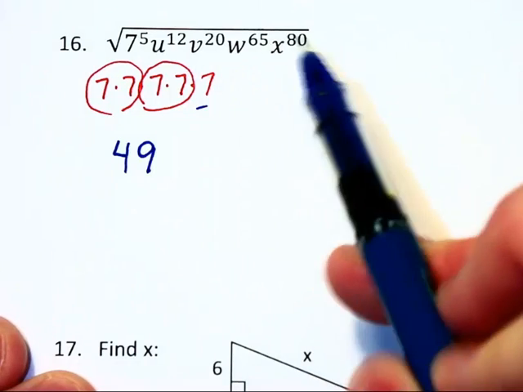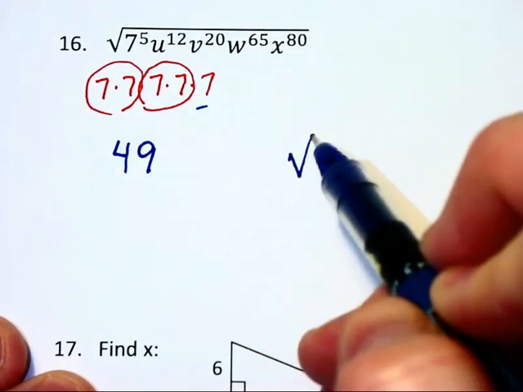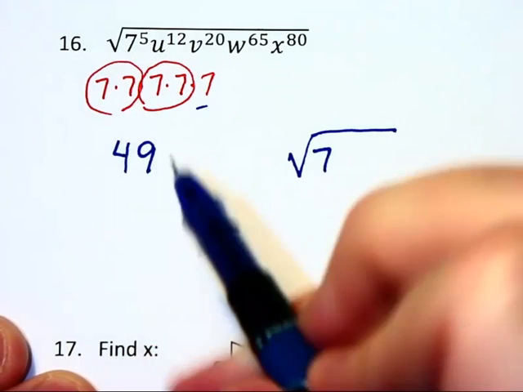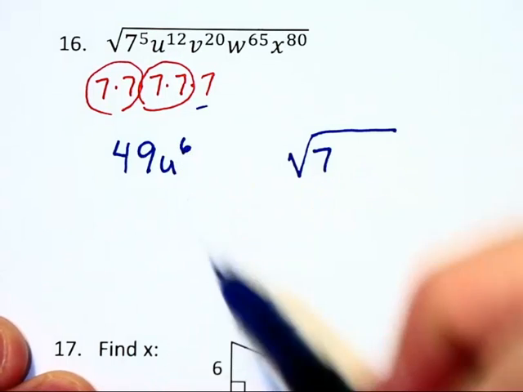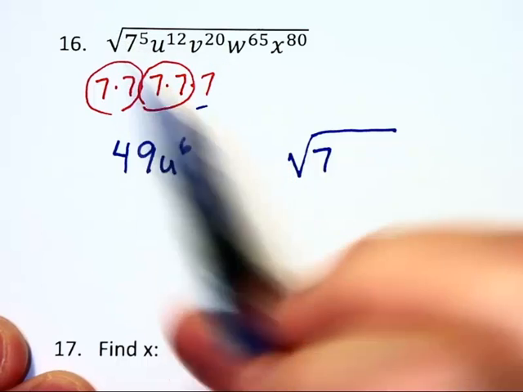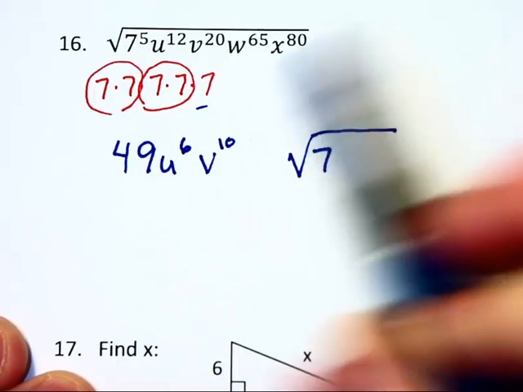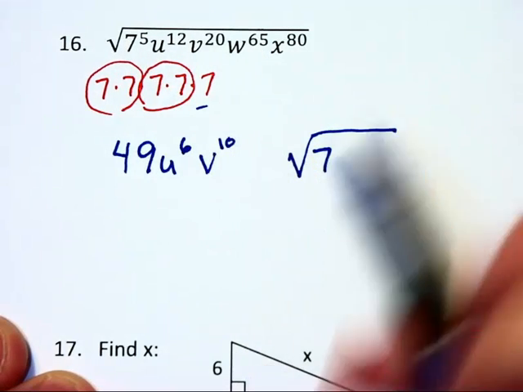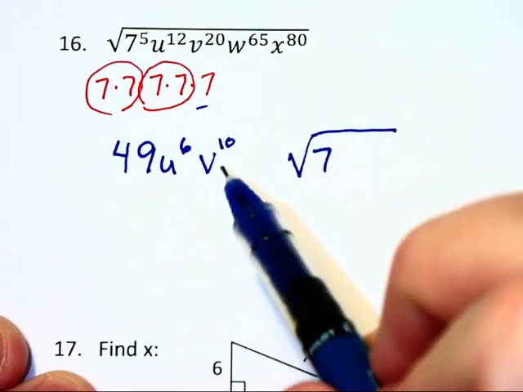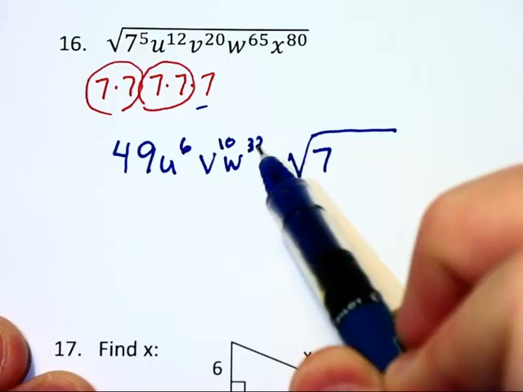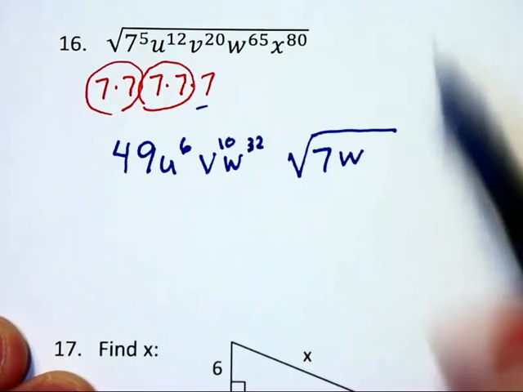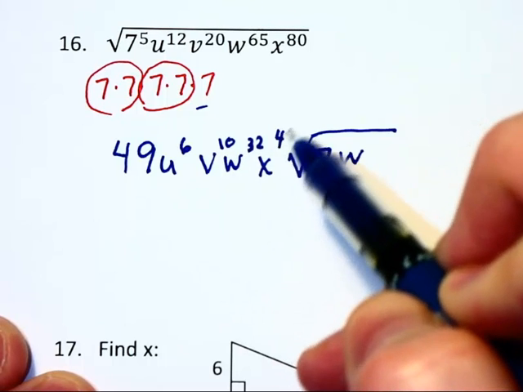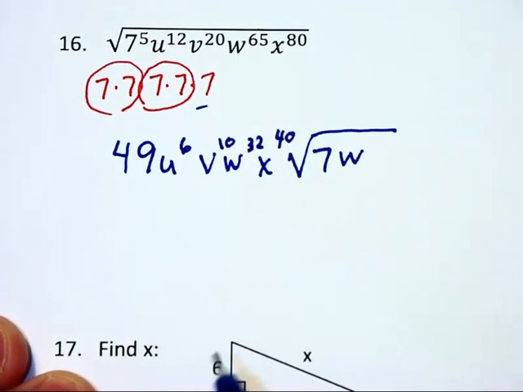Each of these exponents is going to get divided by 2, and so I'm going to leave myself a little space here, put the 7 inside, and let's start with u to the 12th. 12 divided by 2 is 6, so I'm going to have u to the 6th on the outside. V to the 20th. 20 divided by 2 is 10, so I'm going to have v to the 10th. W to the 65th. Well, 65 divided by 2 is not going to go in evenly, but 64 does, so I would have w to the 32nd with one w left over inside. And with the x's, 80 can cut in half quickly, and we would have x to the 40th. I didn't do a super good job of leaving a lot of space, but you can see what the answer is.